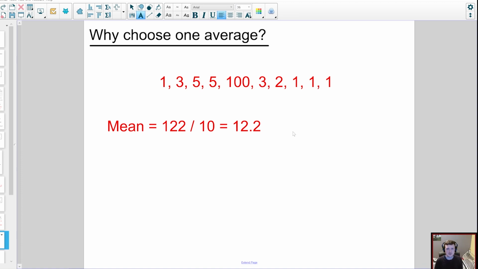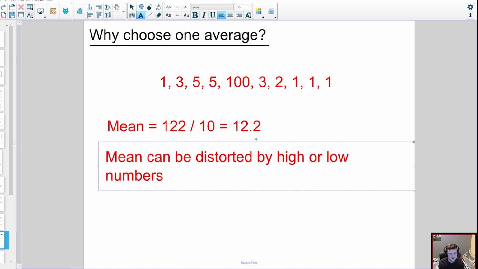Is that the most useful piece of data to work out the average of this group? Well, not really. If we consider the actual size of the numbers, most of these numbers are single digits, but our average is 12.2. But what's happened there? What's happened is that this 100 has distorted the data. What we call that is an outlier, a data point that doesn't really fit within all of the rest of the set of data. And so what we'd say is that one of the problems we have with the mean is the mean can be distorted by high or low numbers.